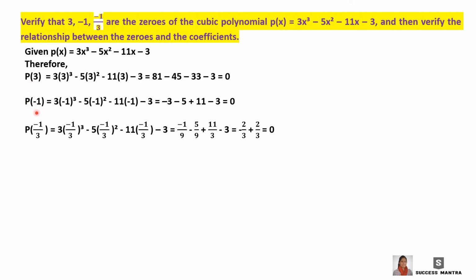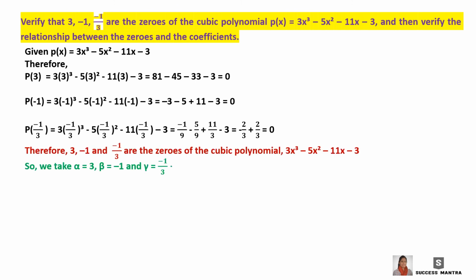Now we substitute minus 1 and we end up with a result of 0. So minus 1 is also a zero of the given polynomial. Now we substitute minus 1 by 3. On substituting we get 0 here also. So 3, minus 1 and minus 1 by 3 are zeros of the given polynomial. If they are zeros, now we need to prove the relationship between zeros and coefficients. So we take alpha as 3, beta as minus 1 and gamma as minus 1 by 3.